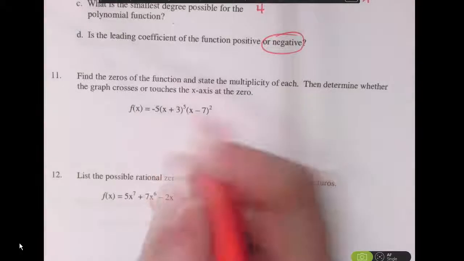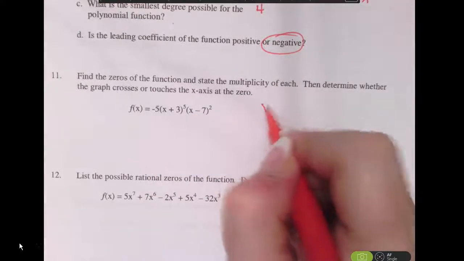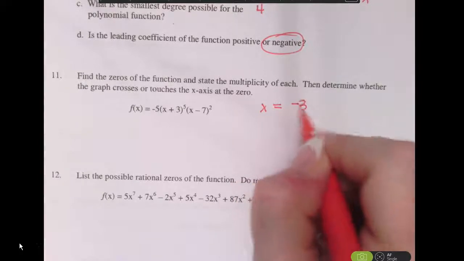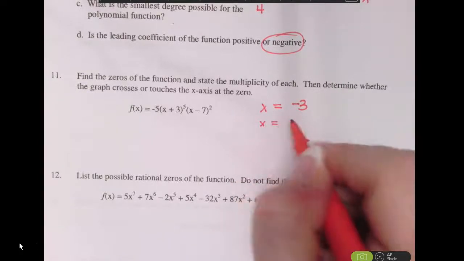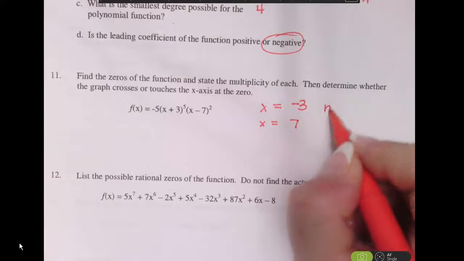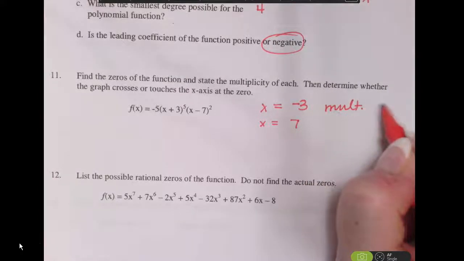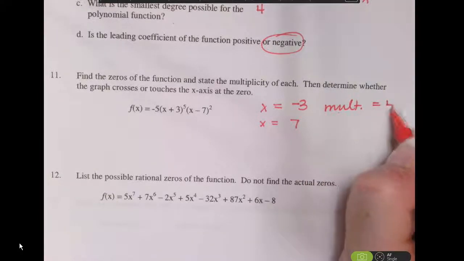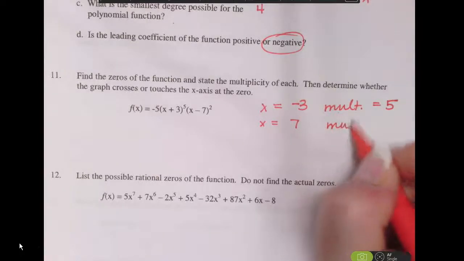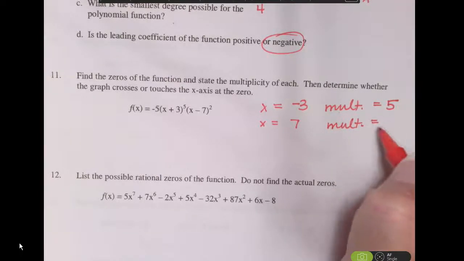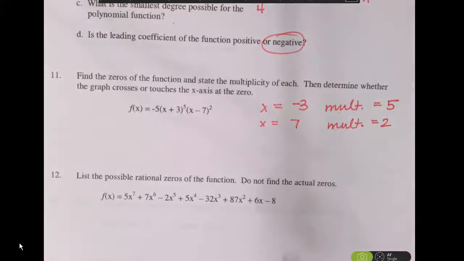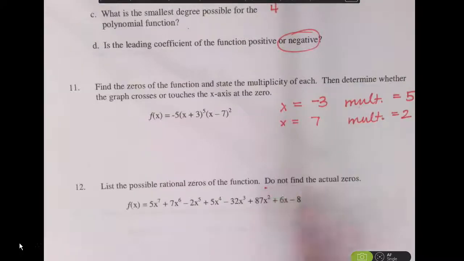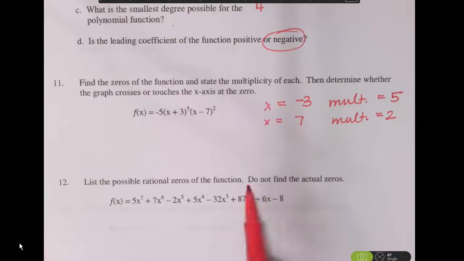So here I've got a zero of negative 3, and I've got a zero of 7. So my multiplicity for the negative 3 is 5, and here I've got a multiplicity of 2. Here I don't need to actually find the actual zeros, I just need to list them.